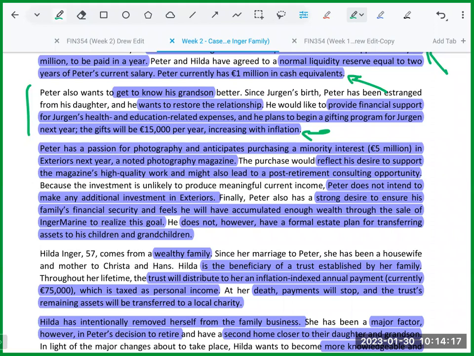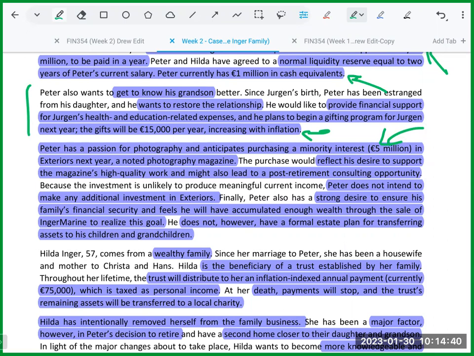All right. Okay, so Peter has a passion for photography. He anticipates purchasing a minority stake of 5 million. So this is another outflow that will happen as a one-off outflow to this company, which is a photography magazine.